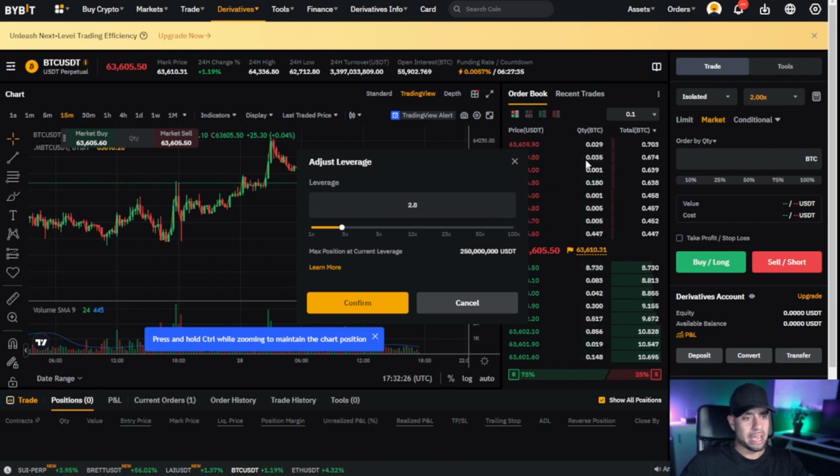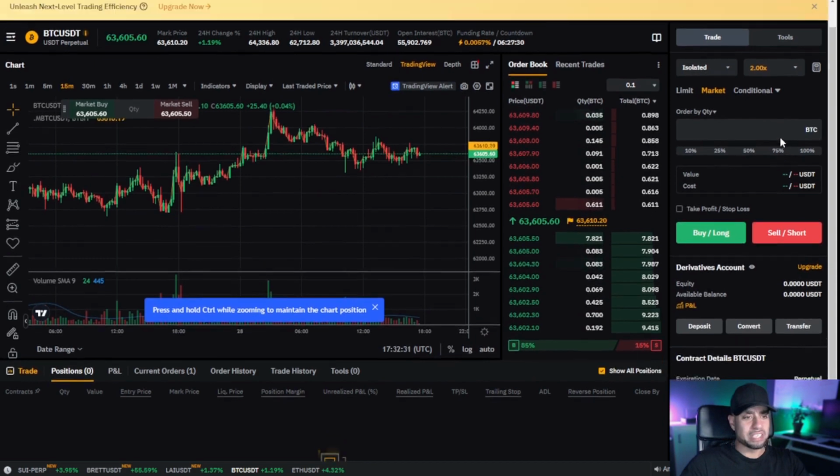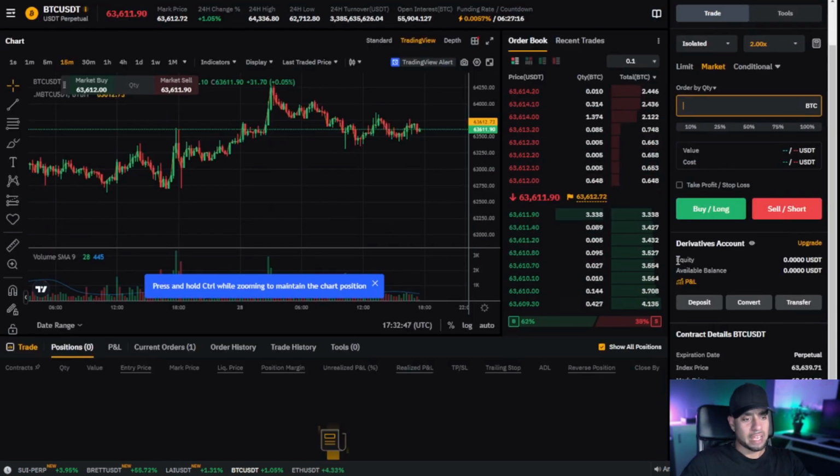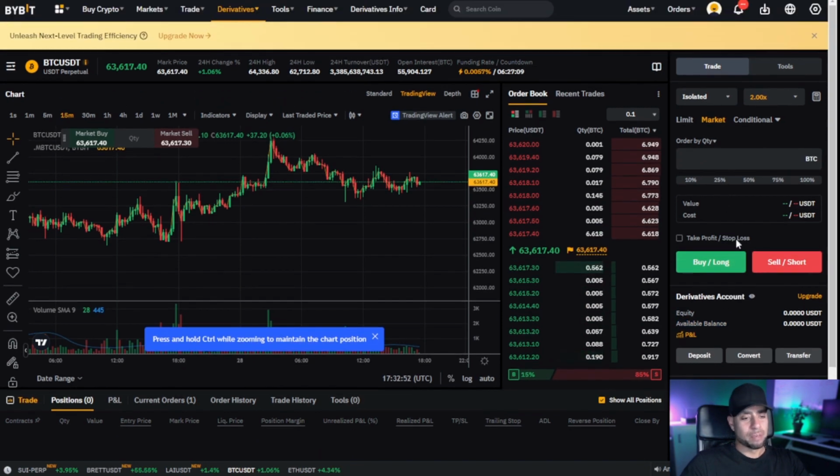All right, and isolated margin. Otherwise, it's quite the same. How many BTC do you want to buy? Here's how much equity you have, and how much available balance I have to actually place a trade here.